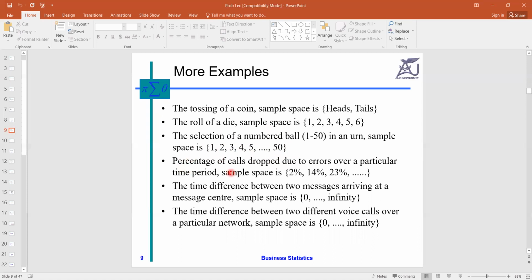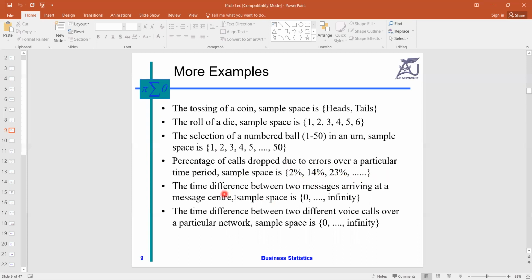The next is the percentage of calls dropped due to error in a system. This is an example of continuous sample space, because the first call dropped due to error is 2%, then 14%, 23%, and so on, but we cannot define its ending point. So it continues over a continuous interval. So this is an example of continuous sample space.